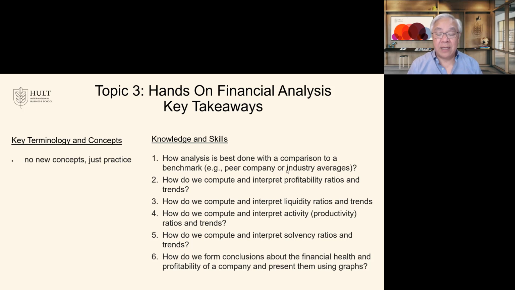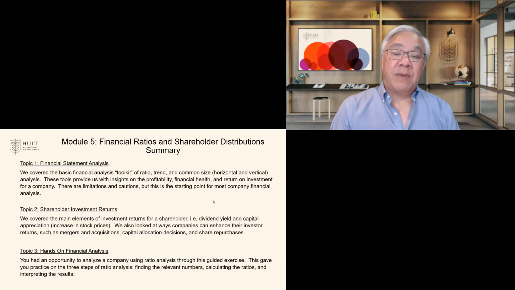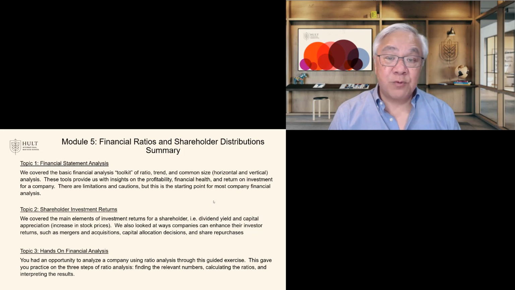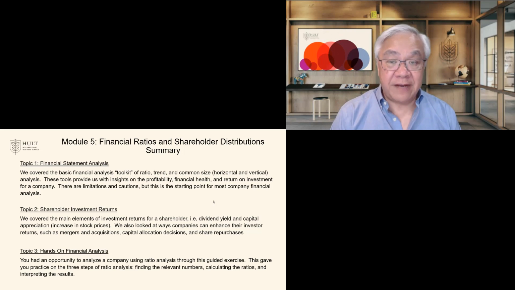Or how do we compute and interpret liquidity ratios or activity ratios or solvency ratios? And what conclusions can we make at the end of all this analysis on the overall health of the company and the profitability of the company, and how could we present them to others using graphs? So Module 5 was a very important module, one of the core learning aspects of this entire course, because we're using ratios on the financial statements to evaluate the company.